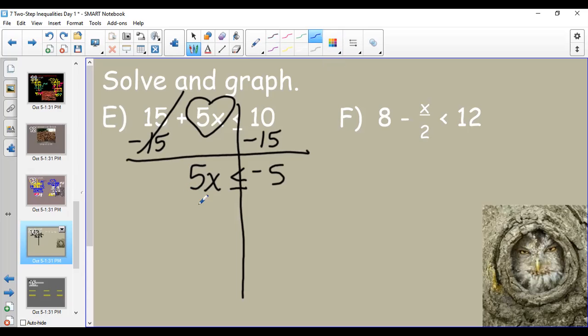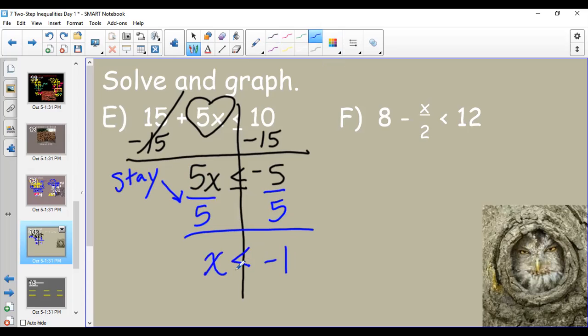Next step, I need to split up the happy couple. I'm going to divide by 5. Now I divided by a positive this time, so it's going to stay. It does not matter that I get a -1 as my answer, but because I divided both sides by a +5, my inequality symbol needs to stay a less than or equal to.